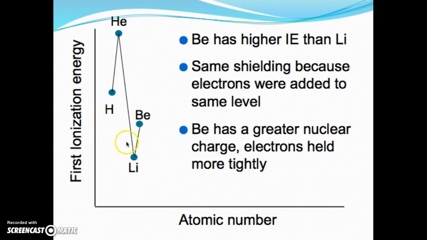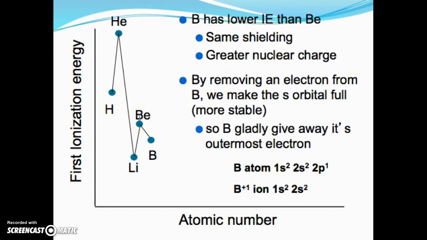Be is higher than Li because it has the same shielding. These are both in period 2. But Be has a greater nuclear charge, which means the electrons are held more tightly, so it's harder to remove. Then we go to B. B has a lower ionization energy. It has the same shielding, meaning that all 3 of these elements, lithium, beryllium, and boron, are all in the same period.